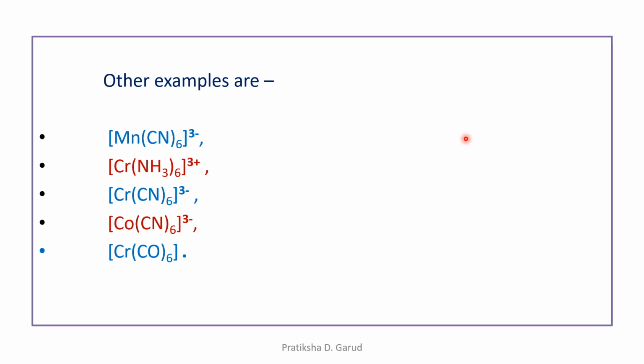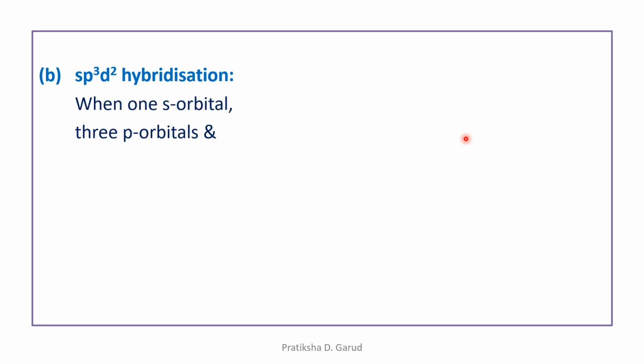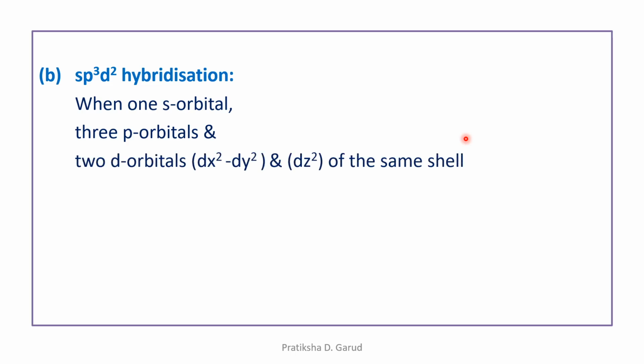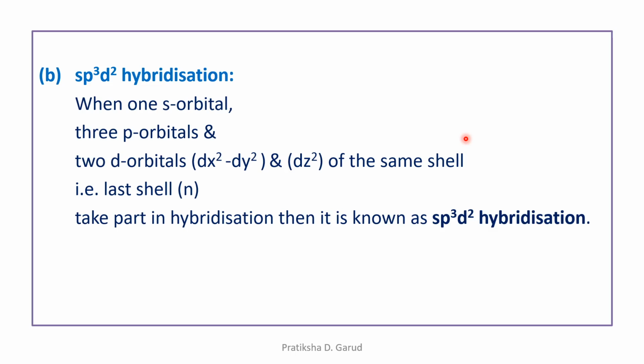Now the next type of hybridization for the octahedral geometry is the sp3d2 type of hybridization, in which we have to use the outer d orbital. So when one s atomic orbital, 3 p atomic orbitals and 2 d atomic orbitals, they are dx2-y2 and dz2, of the same shell, that is the last shell, N shell, take part in hybridization, then it is known as the sp3d2 type of hybridization.